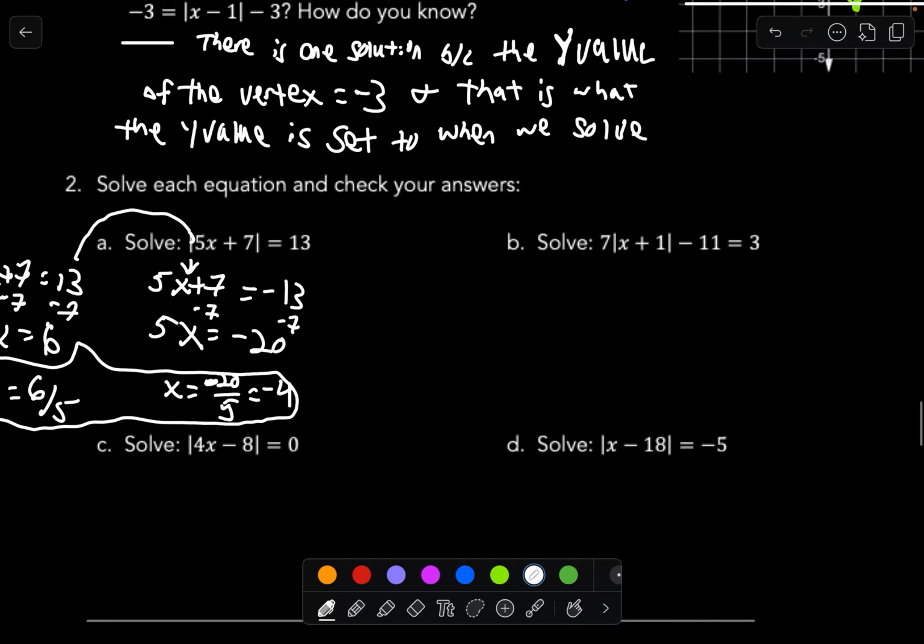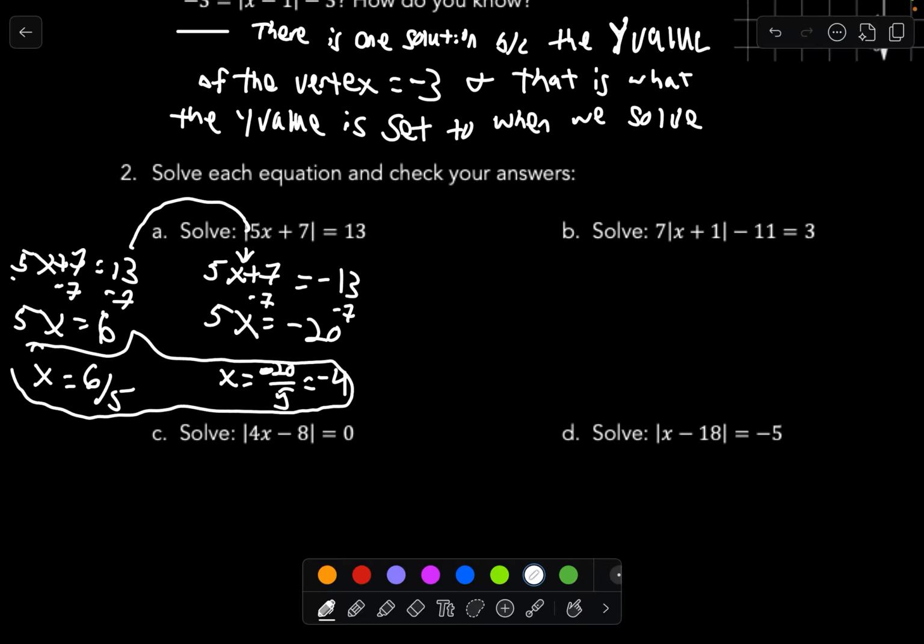All right, look at B. Before we can jump to writing two solutions or two equations, we have to isolate the absolute value. We got to get this absolute value by itself. So we're going to have to move this -11. We're going to have to undo that to get rid of it, and we're going to have to undo multiplying by 7. So we're going to first add opposites. We're going to add 11 to both sides.